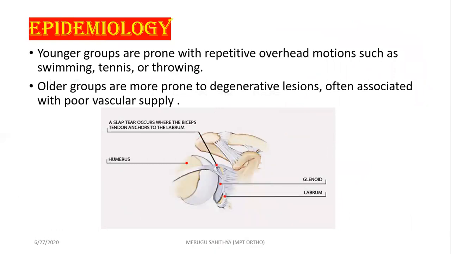Coming to the epidemiology, the younger groups are more prone with repetitive overhead motions such as swimming, tennis, or throwing activities. Older groups are more prone to degenerative lesions, often associated with poor vascular supply.